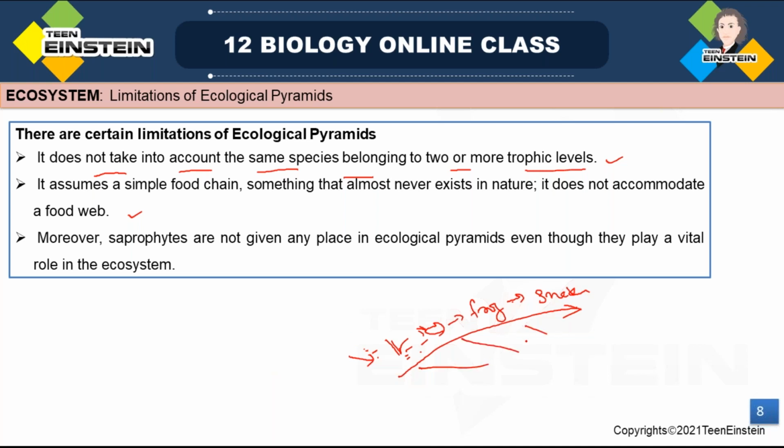There won't be a single food chain, right? All organisms will be included in a food web. We cannot see it going only like this. See this frog. Frog will be eaten by many other animals, right? Not only the snake. So that is a part of a food web. So when we are making an ecological pyramid, they are considering only a food chain, not a food web.